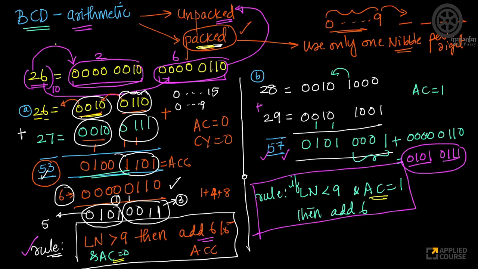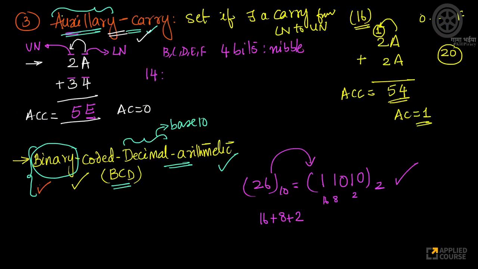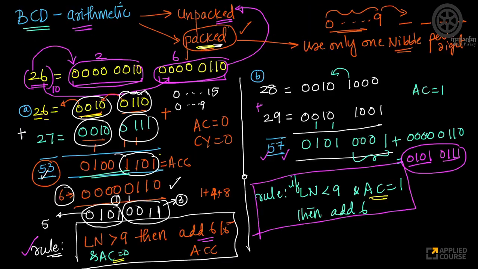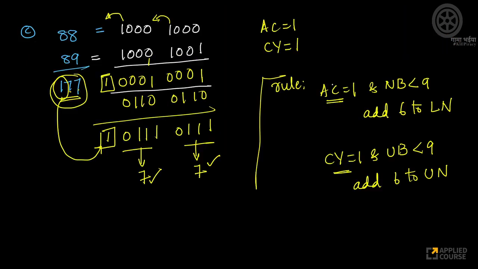So again, I've taken a small detour and explained binary coded decimal arithmetic so that you understand the actual true purpose of auxiliary carry itself. I could have just said, okay, this is used in BCD arithmetic, but then you don't connect the dots. That's why I've taken these examples to explain how BCD arithmetic works and how auxiliary carry is useful in designing these rules.